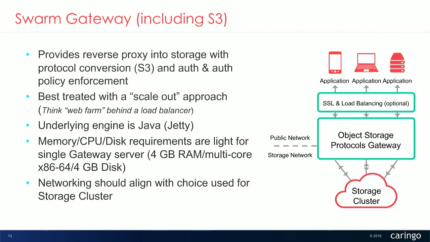The networking that you choose should align with the choice that you used for the storage cluster. So if you roll out Swarm storage using 1 gigabit Ethernet, use 1 gigabit Ethernet for the interfaces on the gateways that are going to be communicating with the storage cluster. If you went with 10 gigabit, use 10 gigabit. Just make sure that networking speed and latency aligns with what the storage cluster is using, and you'll be in really good shape from that perspective.